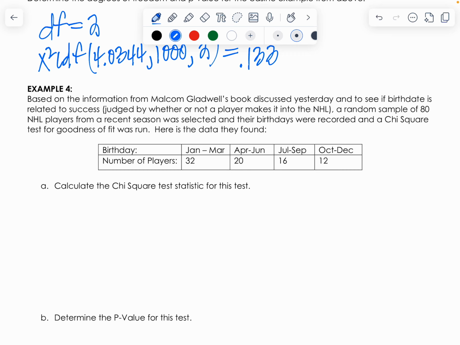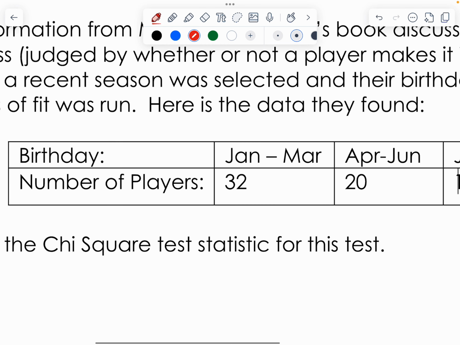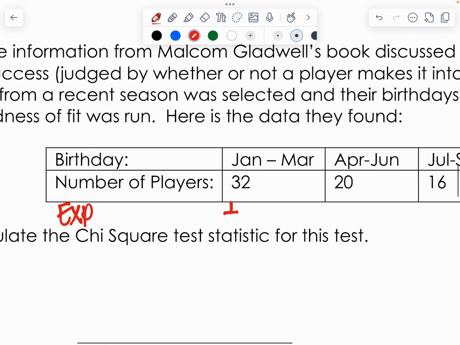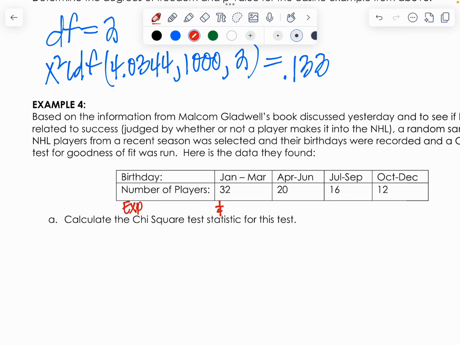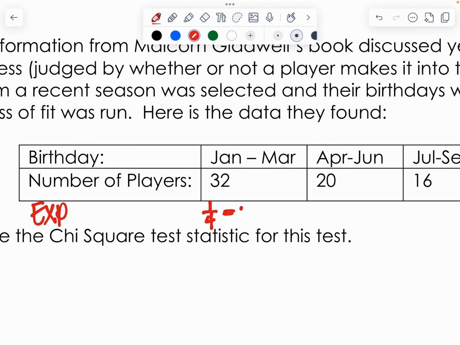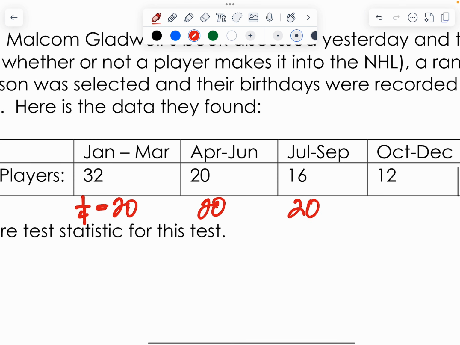Now notice we've got 3 months, January, February, March, then April, May, and June, then July, August, September, then October, November, and December. So we would expect to see a quarter of our sample represented in each of those if each month was equally represented, right? And so here our expected counts would be 1/4 of 80. So 20 in this category, 20 in this category, 20 here, and 20 here.